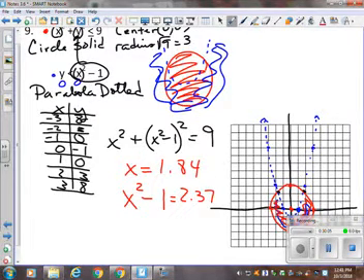2.37. Now let's look. Over 1.834, up. Well, that is up 2 point something, isn't it? So that answer makes sense. So on this side, it's 1.84, comma 2.37. All right. On this side, it's negative 1.84, up 2.37, because it has symmetry. Does that make sense? All right.